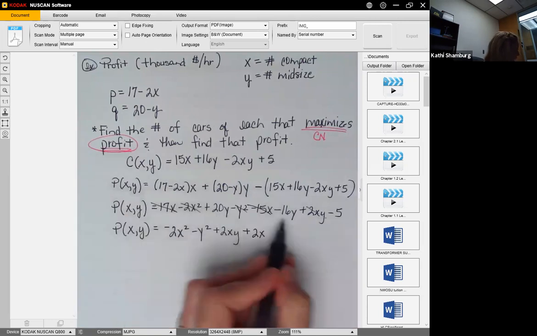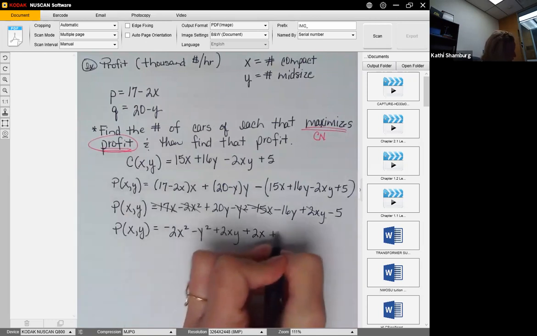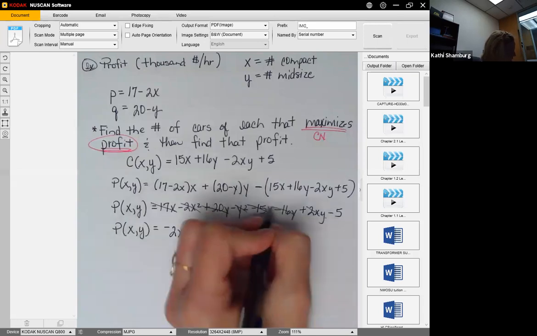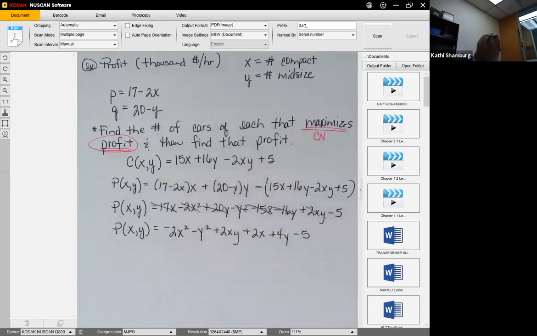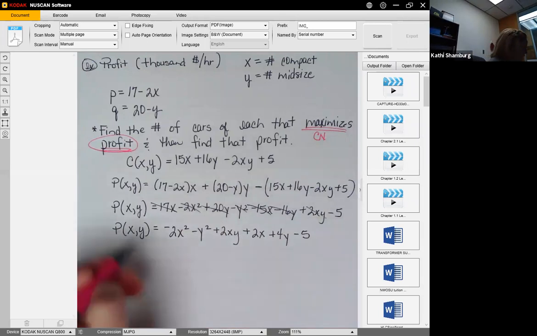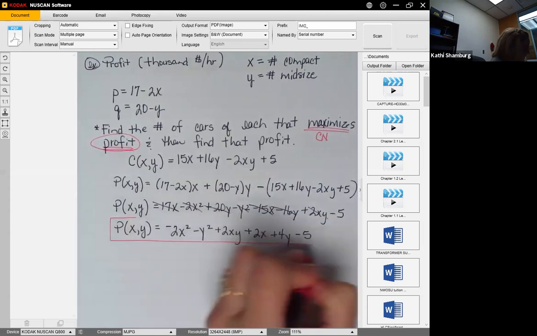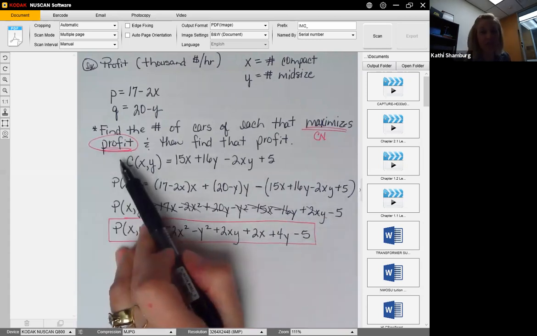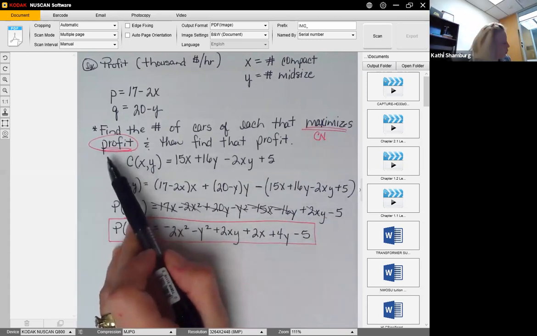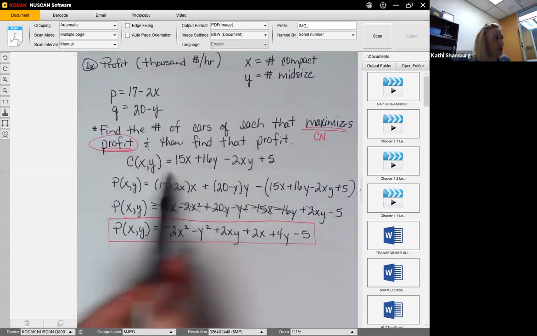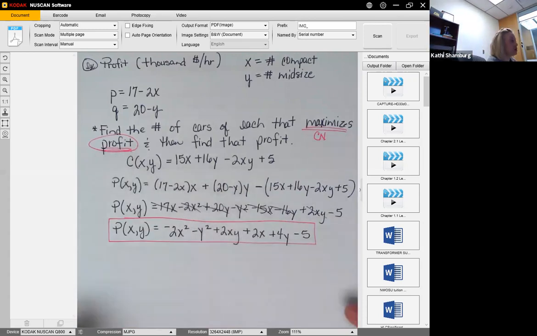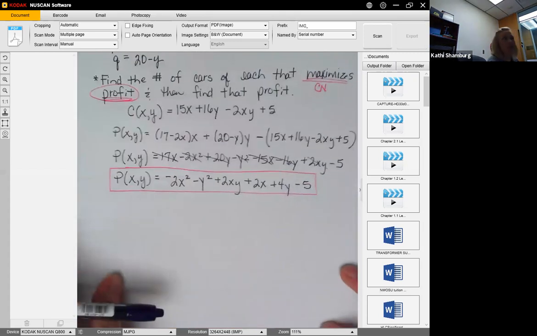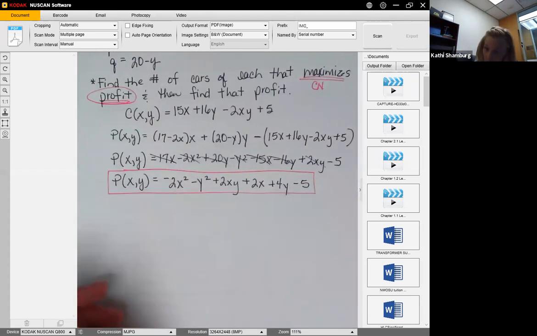And then I have 20y minus 16y, so that is plus 4y minus 5. So all of that was done to get us to our profit function, because it said profit here. If it had said cost, then we could have used this cost function. But because it said profit, I had to find that actual profit function first, which I do know one of your problems in WebAssign, you're going to have to do this.